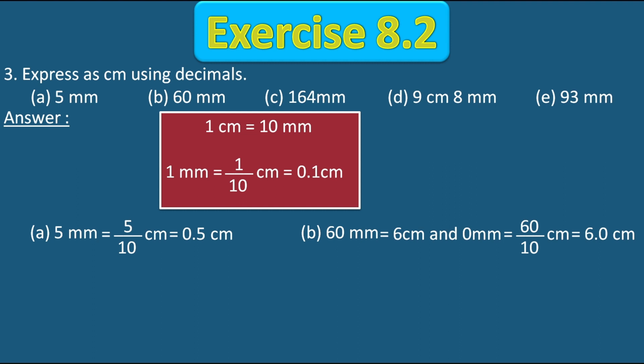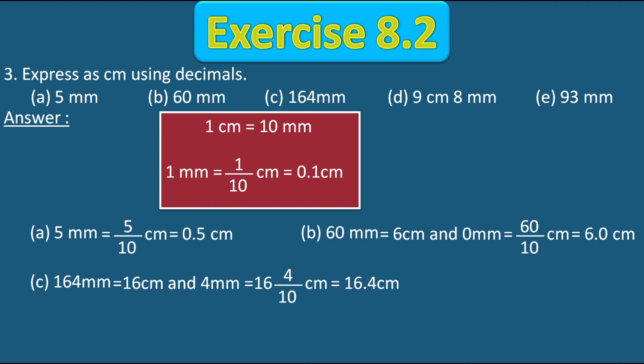Now next we have 164 millimeter. Now 10 millimeter is equal to 1 centimeter, and here they have given us 164 millimeter. So here already 16 centimeter is there. So 16 centimeter and 4 millimeter, which can be written as 16 and 4 upon 10 centimeter, which is equal to 16.4 centimeter. Next we have 9 centimeter and 8 millimeter. So here 9 is the whole number, so 8 upon 10 centimeter, which is equal to 9.8 centimeter.